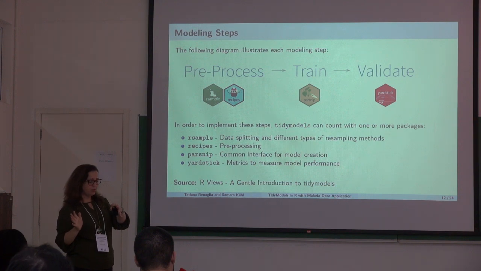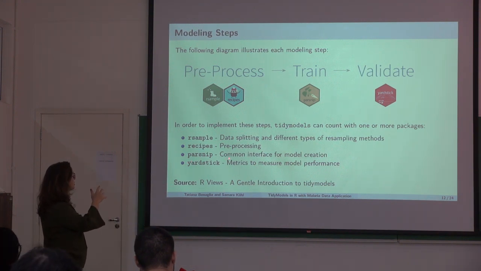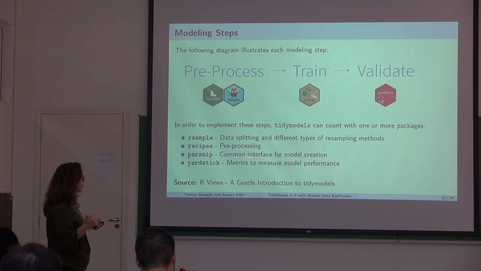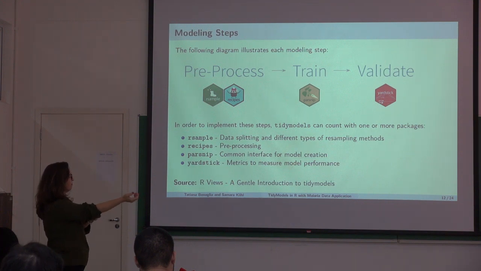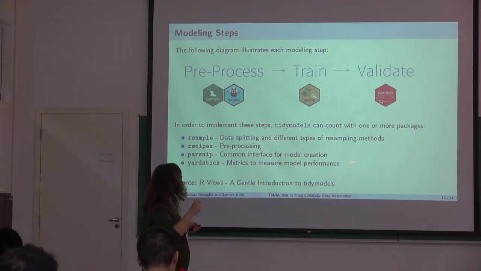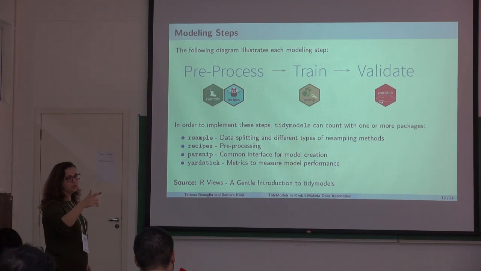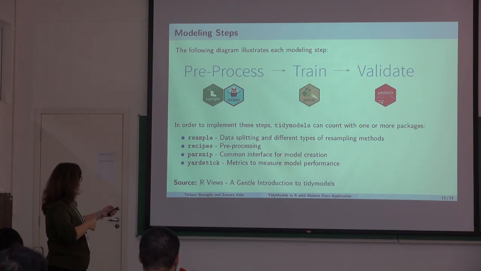So the pre-processing and then the modeling part. And then the parsnip is a common interface for model creation. That's where we're going to define our model to then fit it. And then the yardstick, this part is where we validate our model. So there are metrics to measure model performance, to validate and choose the best model and then the final model as well.